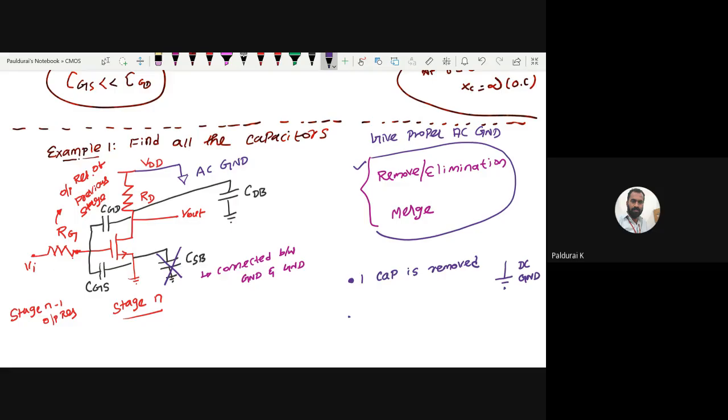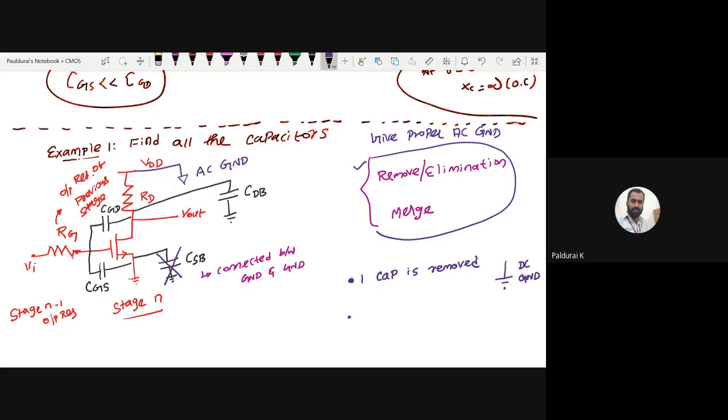Is there any other? CGS, where is it connected? Between gate to source. CGD between gate to drain. Then what about the CDB? That is between drain to bulk. Okay. CDB, drain to bulk. Okay. So one capacitor is removed. How many capacitors remain? 3 capacitors.